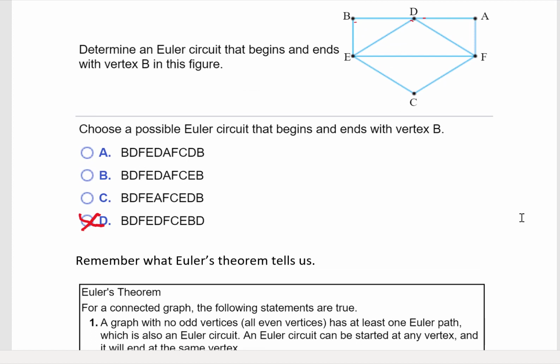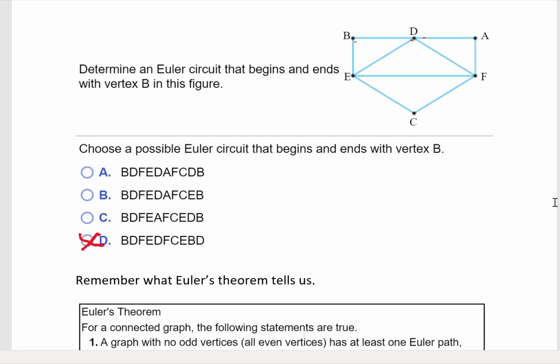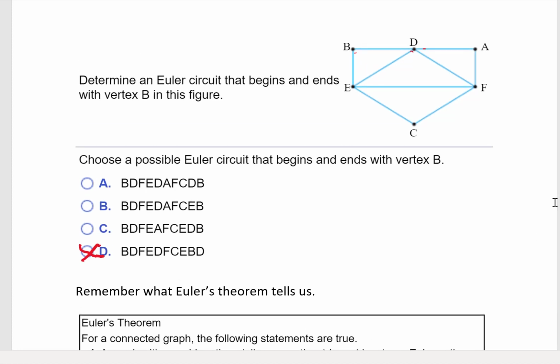So let's take a look at the possible answers they've given us and see which one makes sense. Let's start with the first one. It tells us we're going to start at B, and we're going to go from B to D, and then from D to F, and from F to E, and from E to D, and from D to A, and from A to F, and then to C, and then to D. But I can't go from C to D because there's no connection there, so I can eliminate answer A. I'm going to go ahead and erase what I put onto my figure so I can try another circuit.